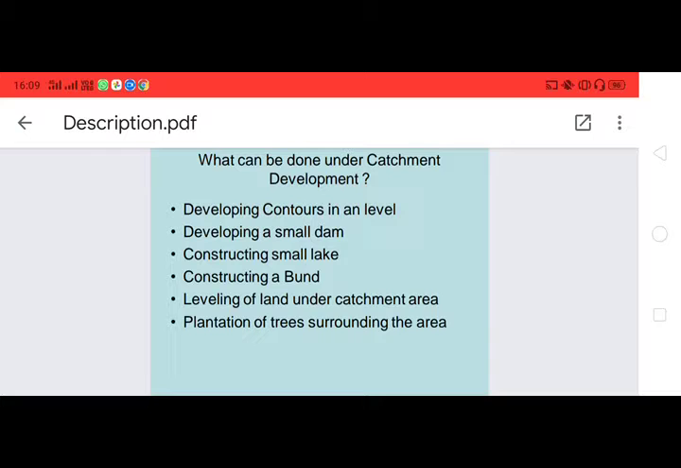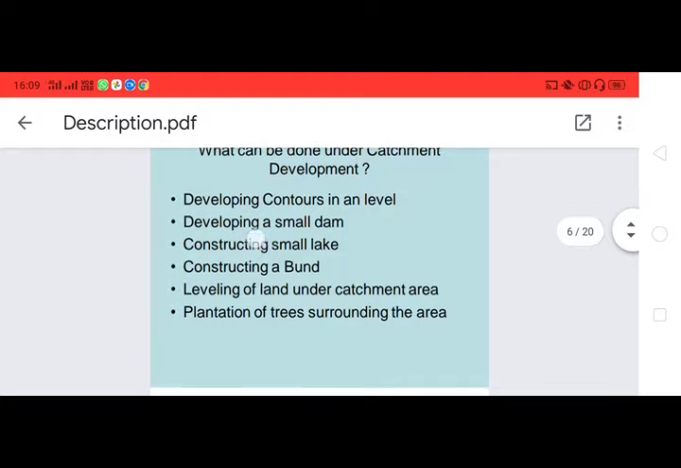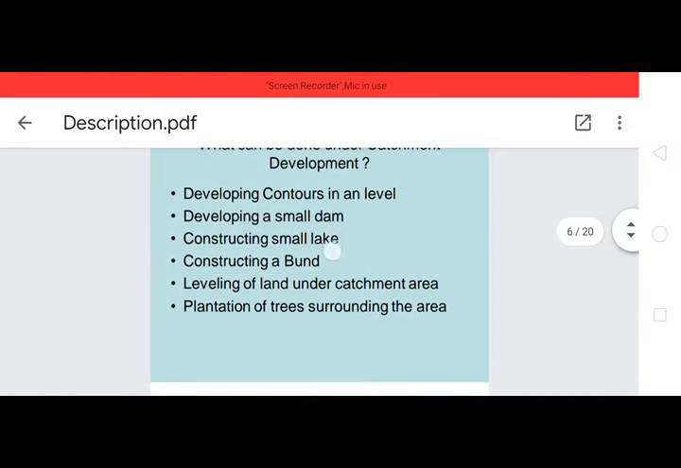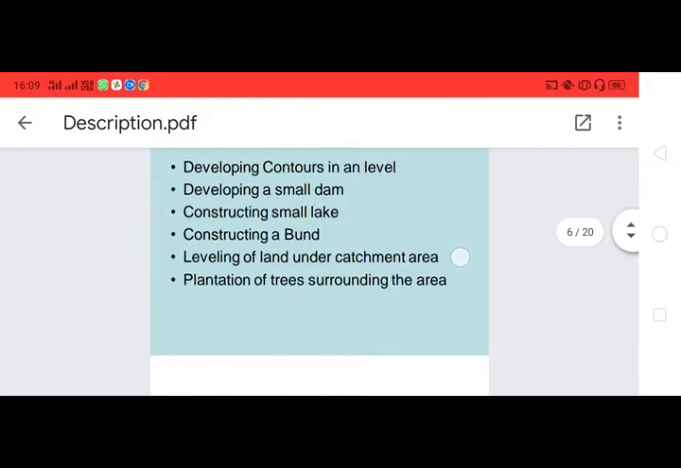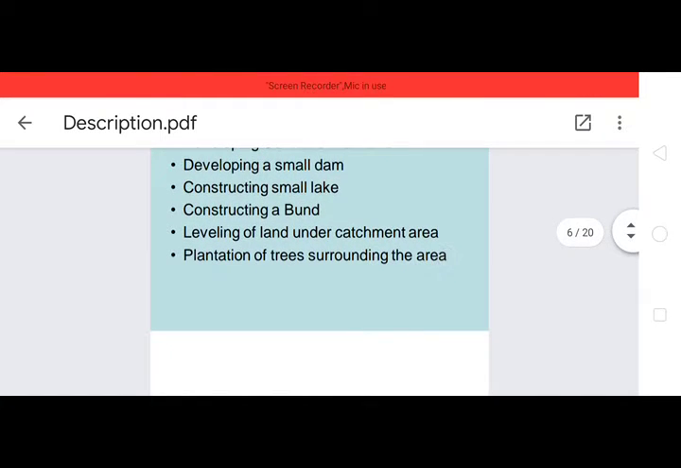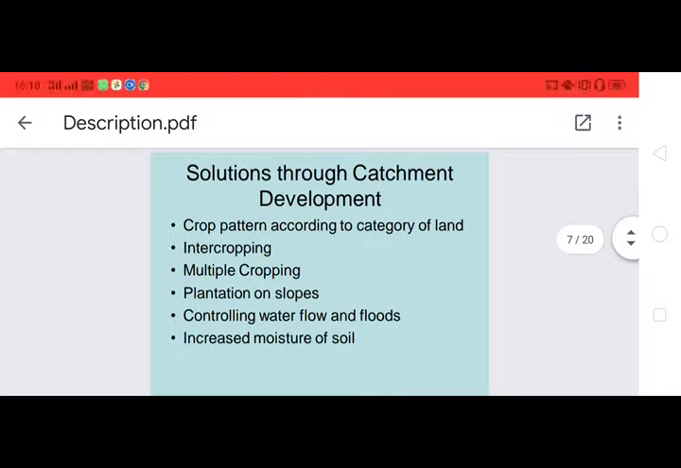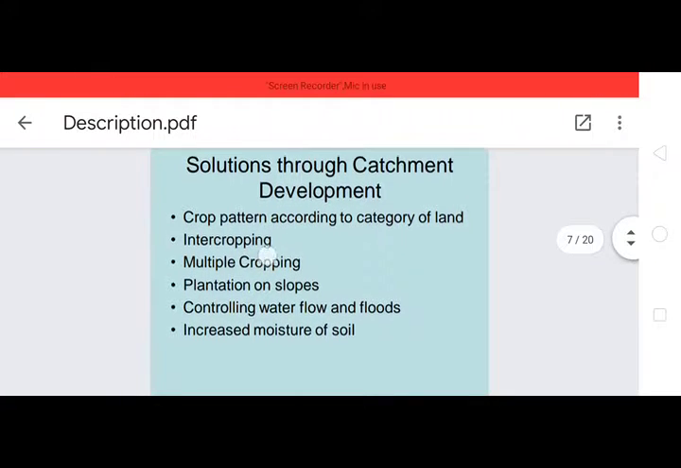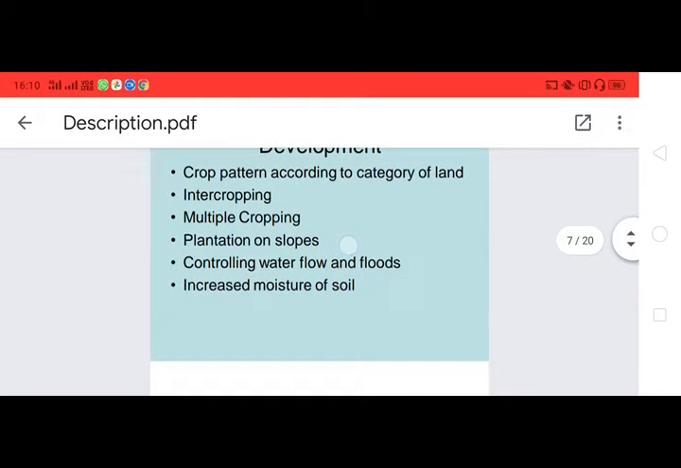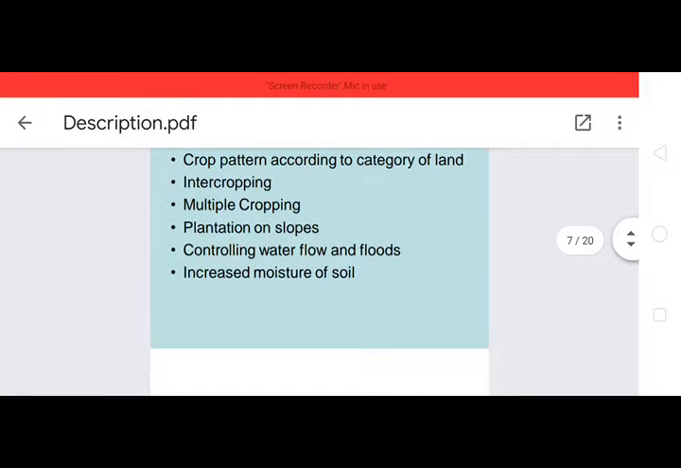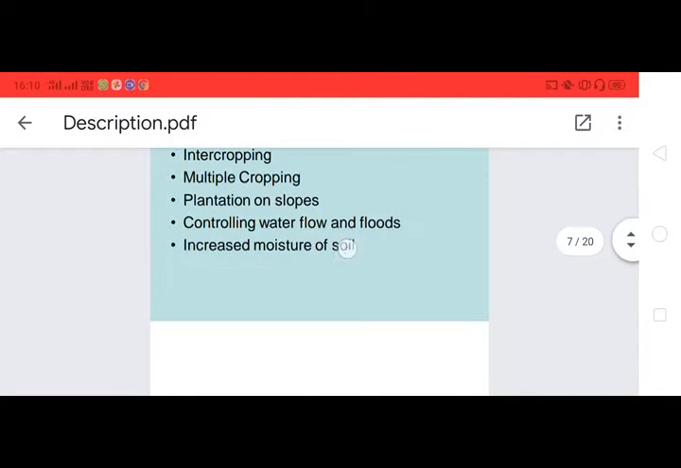What can be done under catchment development? Developing contours and levels, developing a small dam, constructing a small lake, constructing a bund, leveling the land under the catchment area, and plantation of trees surrounding the area. Then what solutions can we have by developing a catchment area? They are summarized as you can see: crop pattern according to the category of land, intercropping, multiple cropping, plantation on slopes, controlling water flow and floods, and increased moisture of soil.